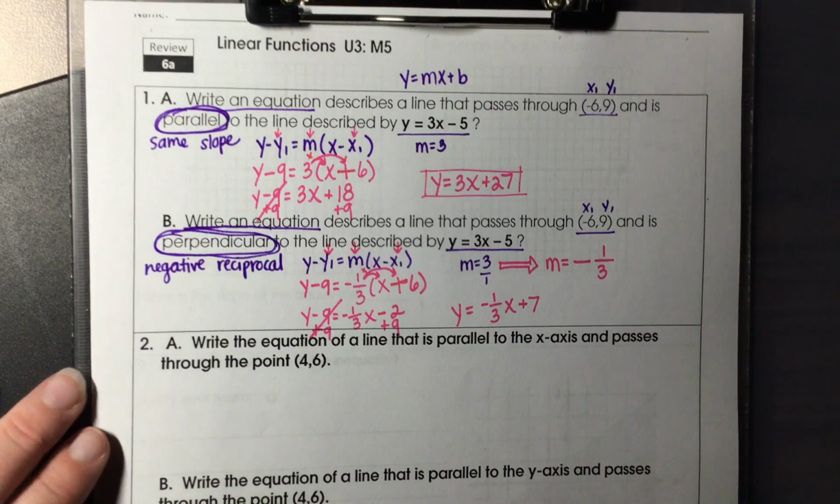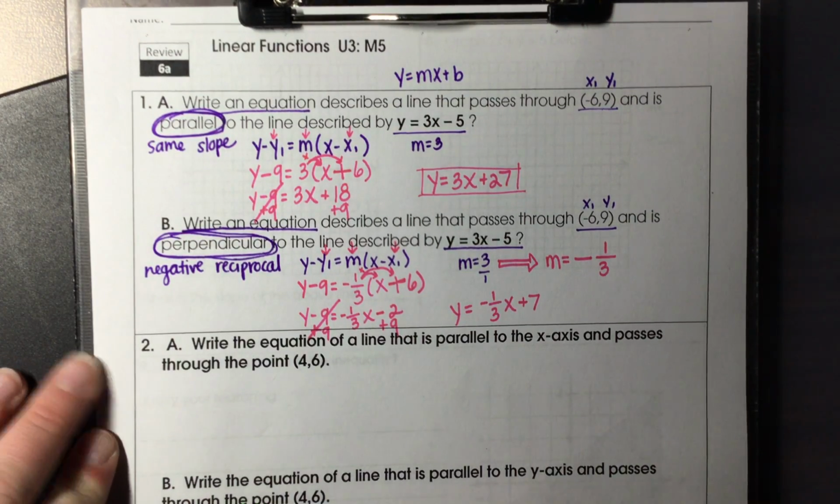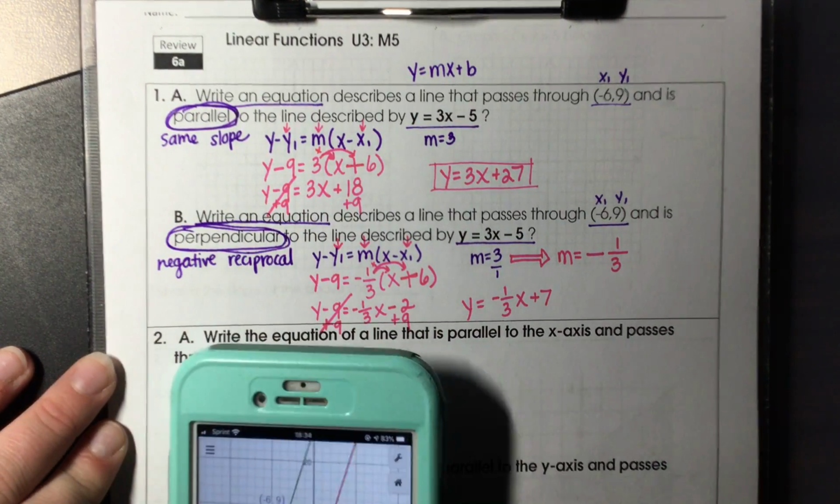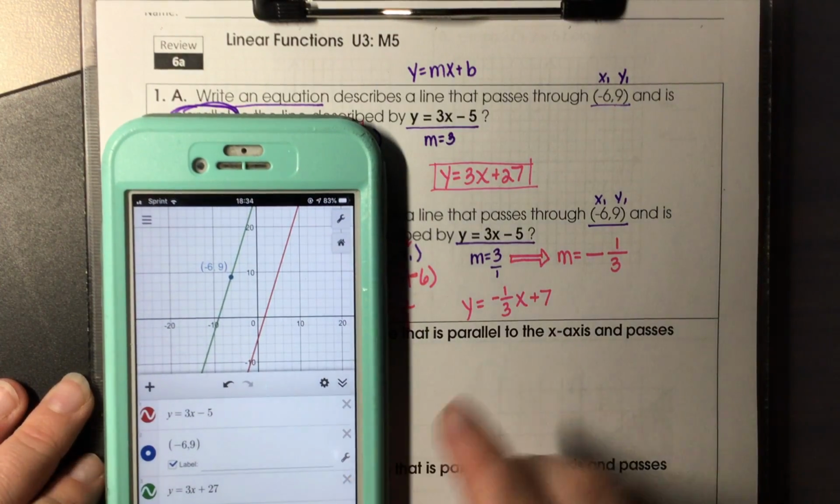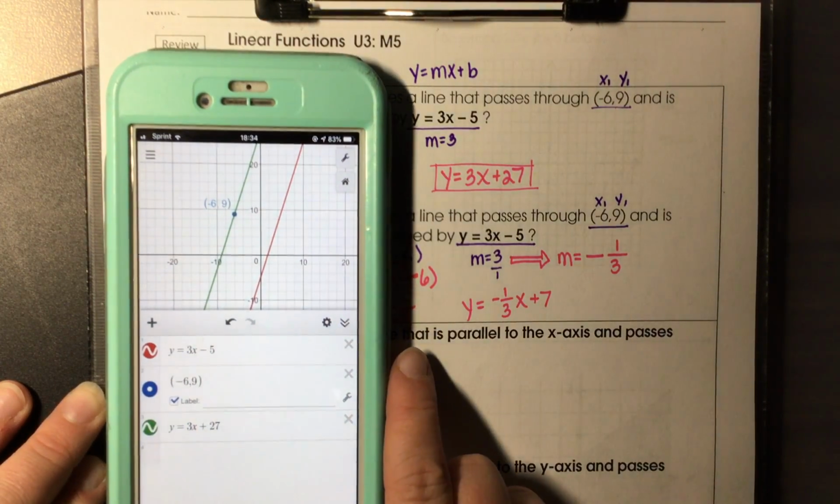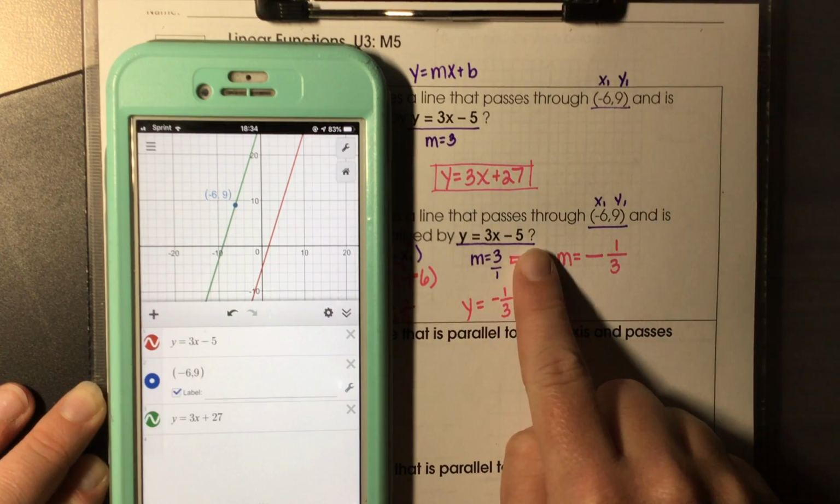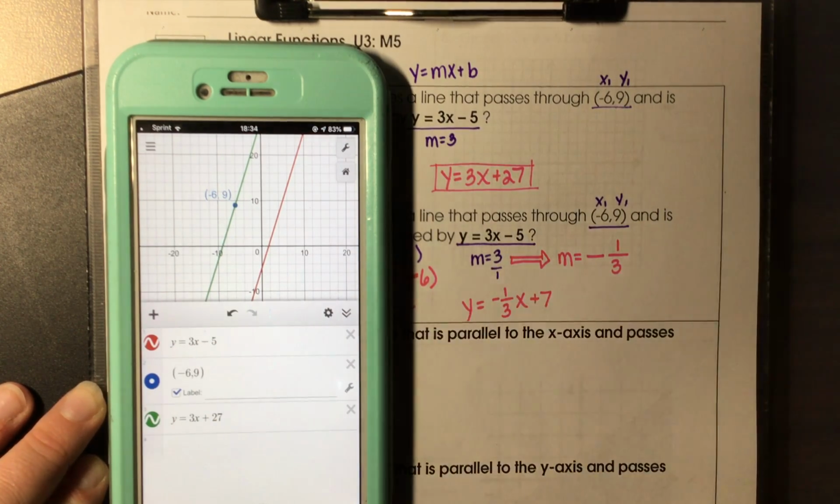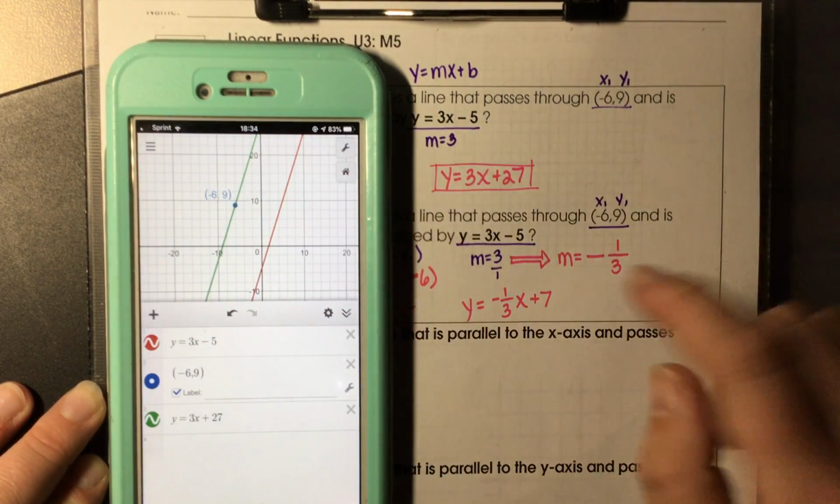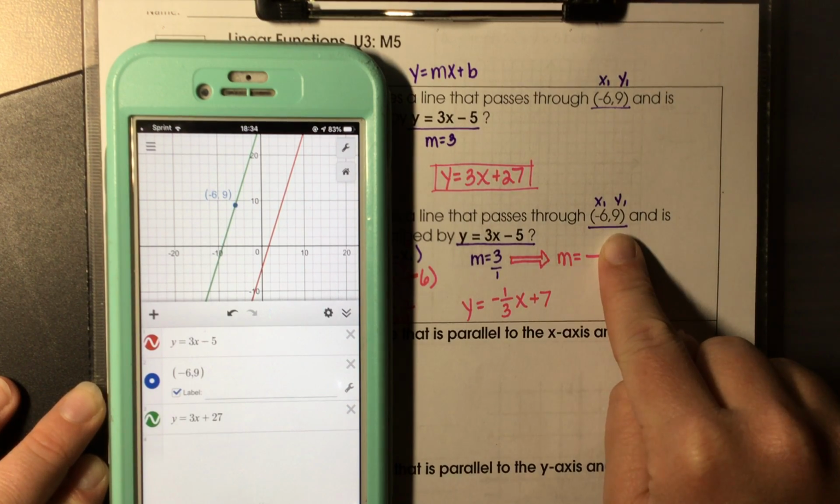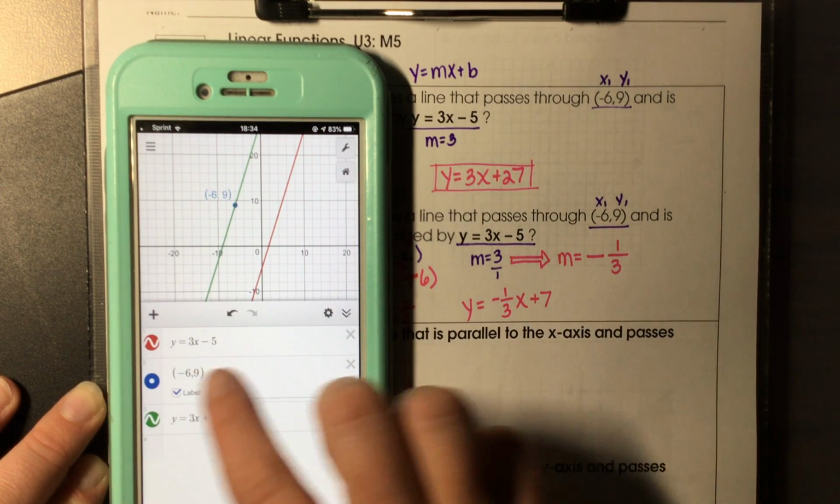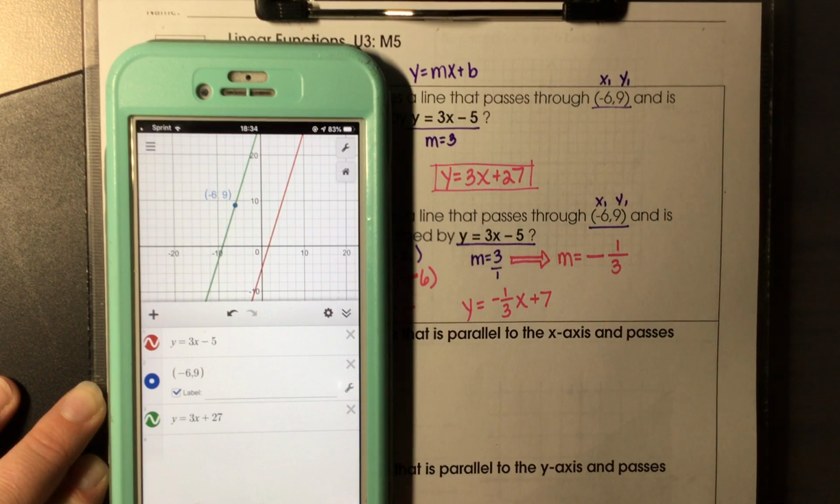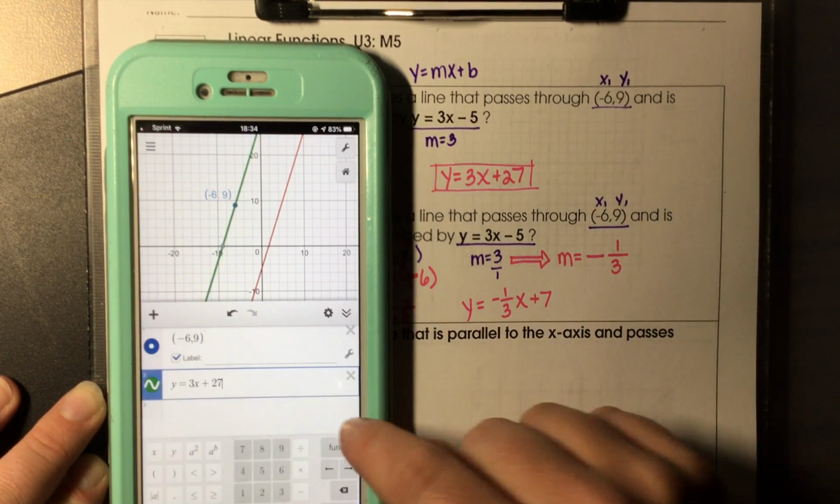Now we've got to use Desmos. Once again, we're just going to double check our work. All right, we're going to use our resources, so we're going to double check our work. So I'm still working with the equation 3x minus 5. So I can leave that first line there, that first equation. My point is still negative 6, 9, so I can leave this second equation. All right, third, I'm now going to change this equation here.